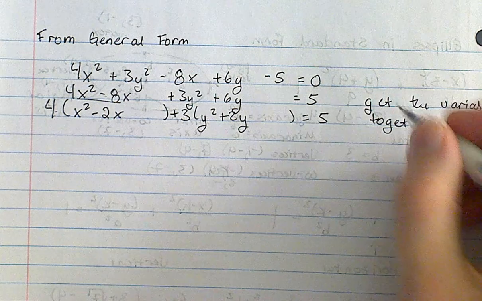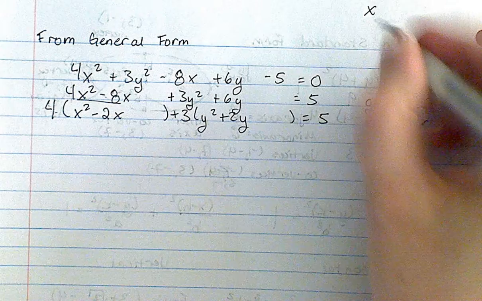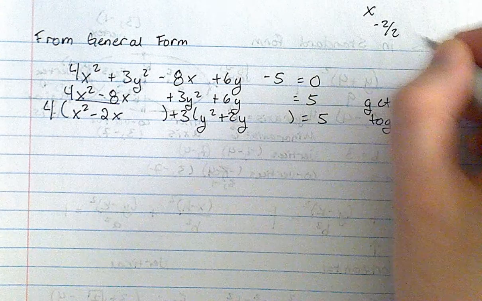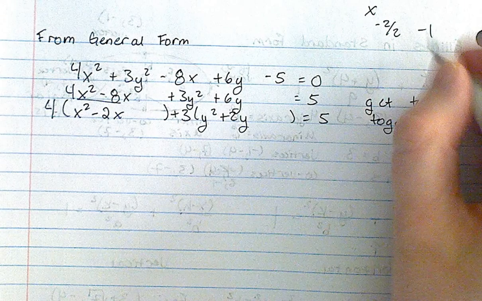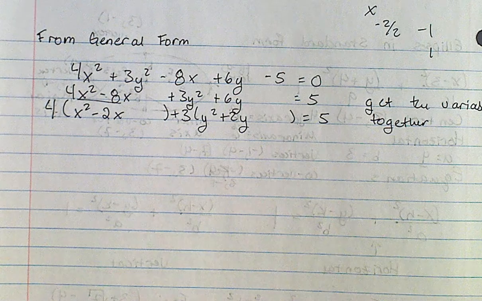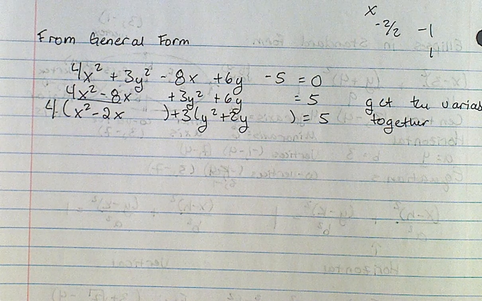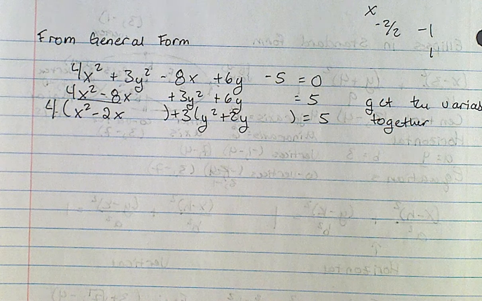So, with the x's, you start out with negative 2 here, so you're going to do negative 2 divided by 2, which is negative 1, and then negative 1 squared is 1. Because you have to complete the square with the x's. Our goal, Madison, is to turn it into x plus or minus something, quantity squared.